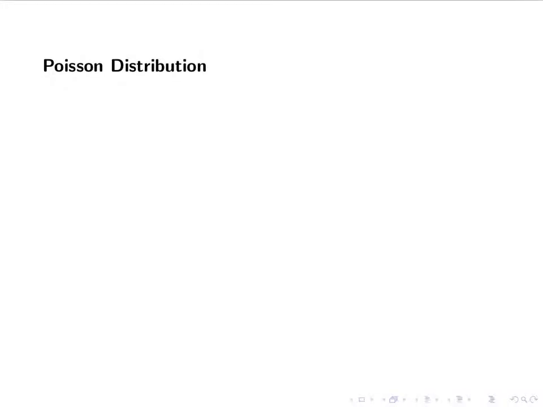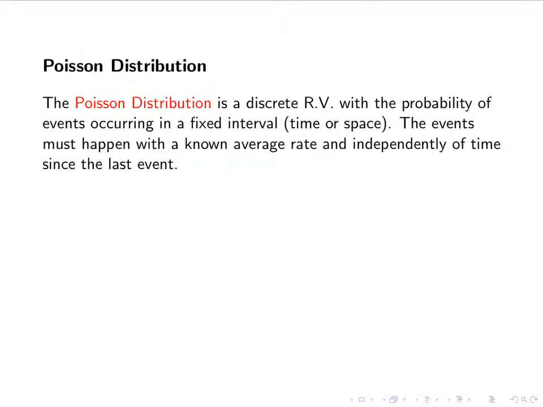Hello everyone. Today we're going to look at the Poisson distribution. The Poisson distribution is a discrete random variable with the probability of events occurring in a fixed interval, usually time or space. The events must happen with a known average rate and independently of time since the last event.